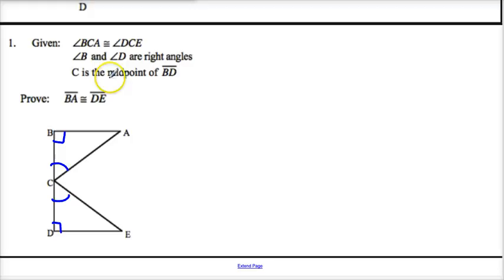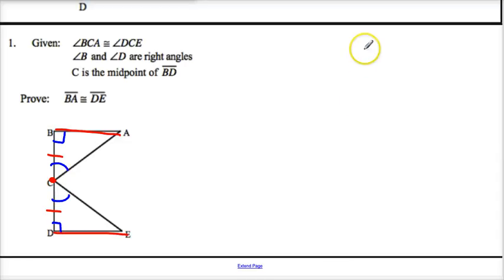Finally, C is the midpoint of BD. So if C is the midpoint, then I know BC is congruent to CD. I want to prove that BA, this line right here, is congruent to DE. Well, we've done a great job marking because we could see that these two triangles are congruent because of angle, side, angle.